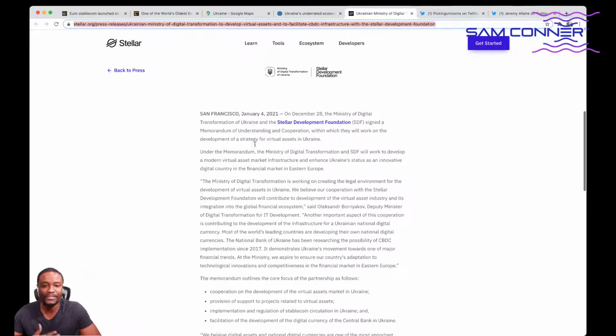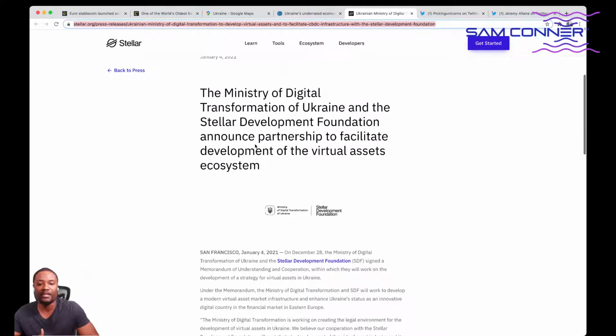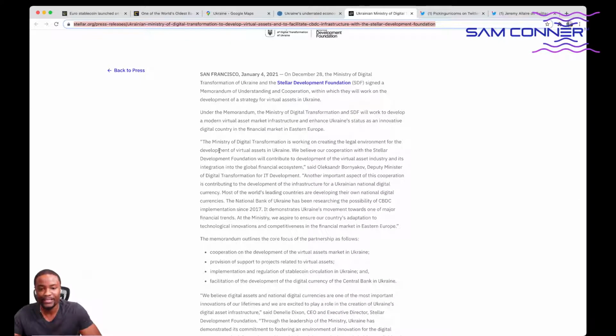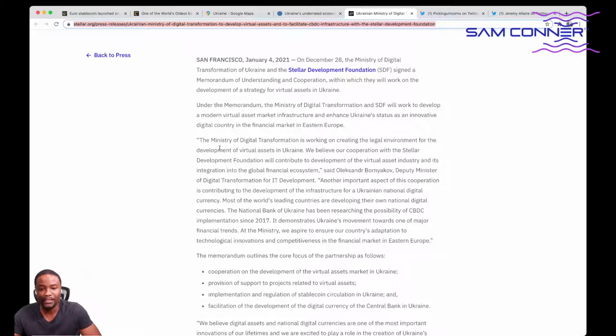And here you have it today, folks. This is directly from Stellar themselves. This is a press release that you can find on their main website. The Ministry of Digital Transformation of Ukraine and the Stellar Development Foundation announce a partnership to facilitate development of the virtual assets ecosystem. And here's a quote right here. Let's see if we can zoom this up a little bit. The Ministry of Digital Transformation is working on creating the legal environment for the development of virtual assets in Ukraine.